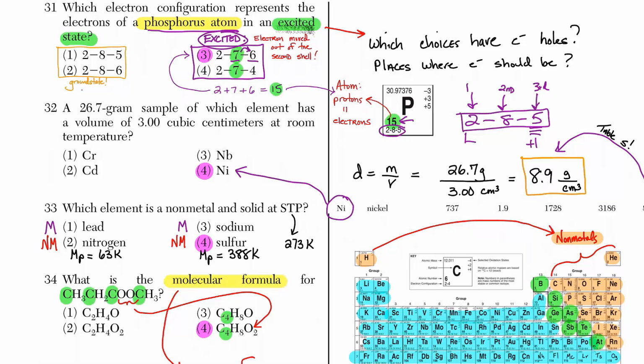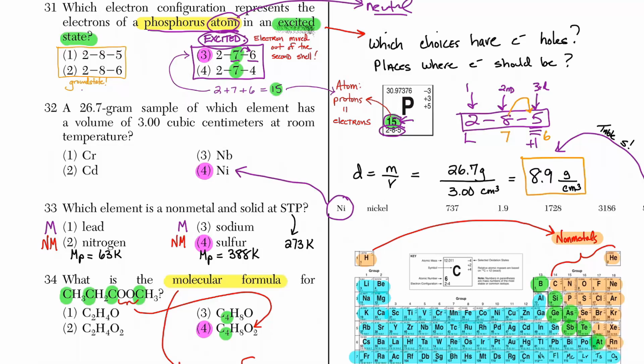They're both excited, but how do I know which one's a phosphorus atom? You hear the word atom, you think neutral. Atom neutral. Protons equal electrons. I'm looking for something that equals 15. 15 is the proton number. And that's choice 3. And you can see 2-7-6 is a lot like 2-8-5. If one of these electrons from the second jumps to the third because it absorbed a specific amount of energy, this would become a 7, this becomes a 6, and that's why choice 3 is the answer.